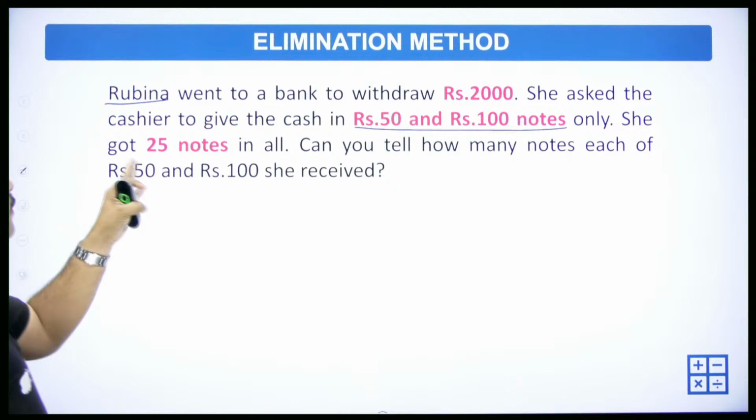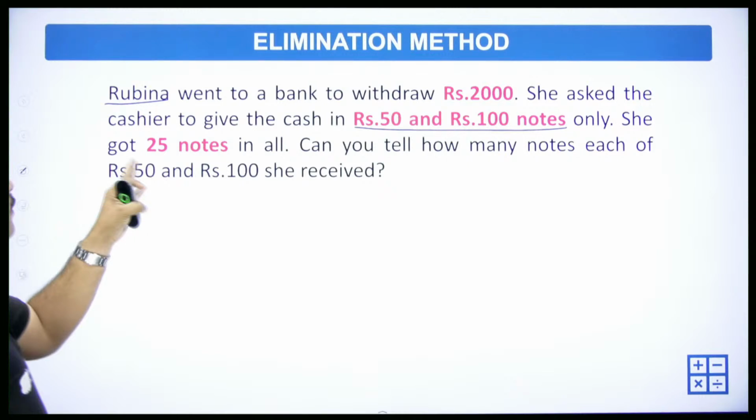Let us take 50 rupees notes as x and 100 rupees notes as y. There are x number of 50 rupees notes and y number of 100 rupees notes. She got total 25 notes. That means x plus y is 25, because x is the number of 50 notes and y is the number of 100 notes.